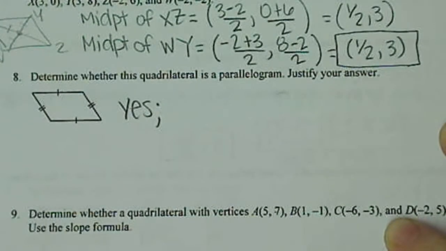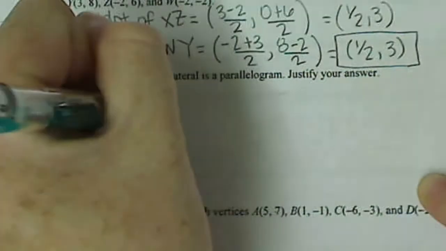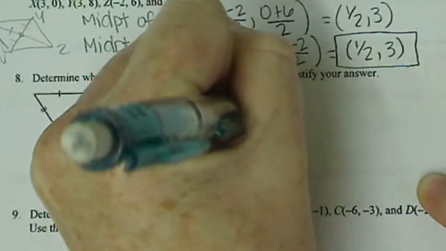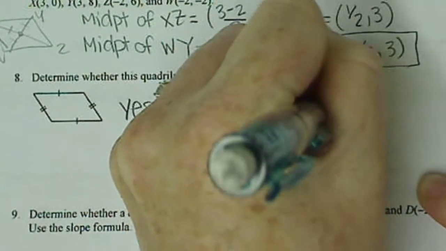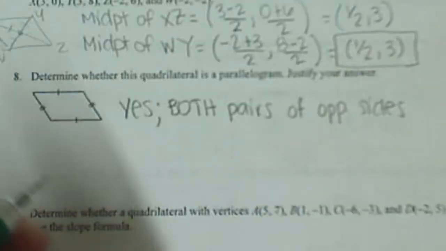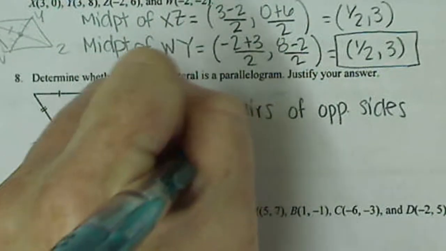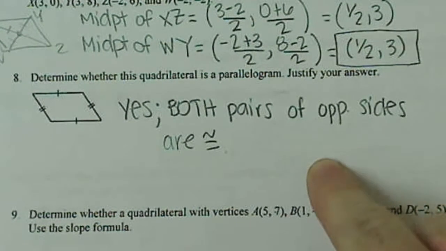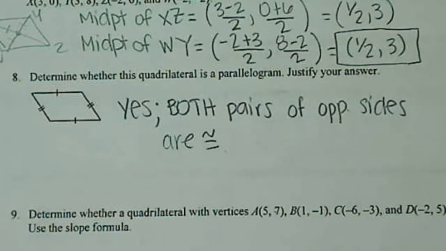And it says to justify. So my justification is that both pairs of opposite sides are congruent. That is a theorem or a condition, but I am not sure what number it is. So if you have the number, you can also write that on there, but this is what I'm looking for. The explanation.